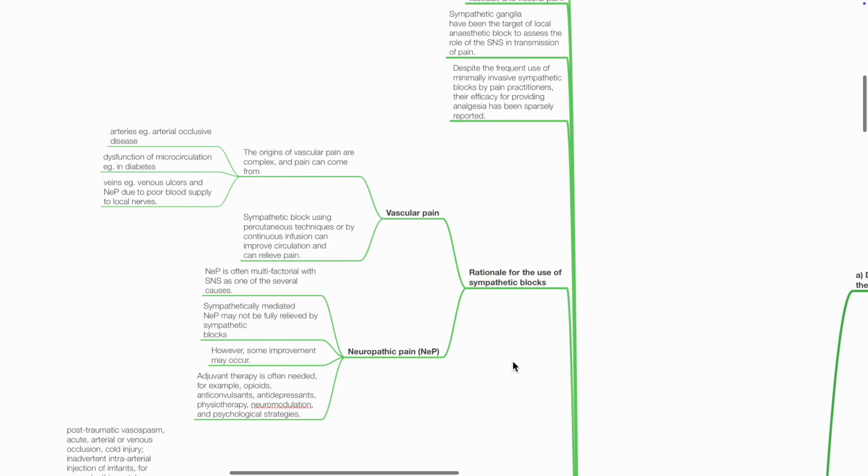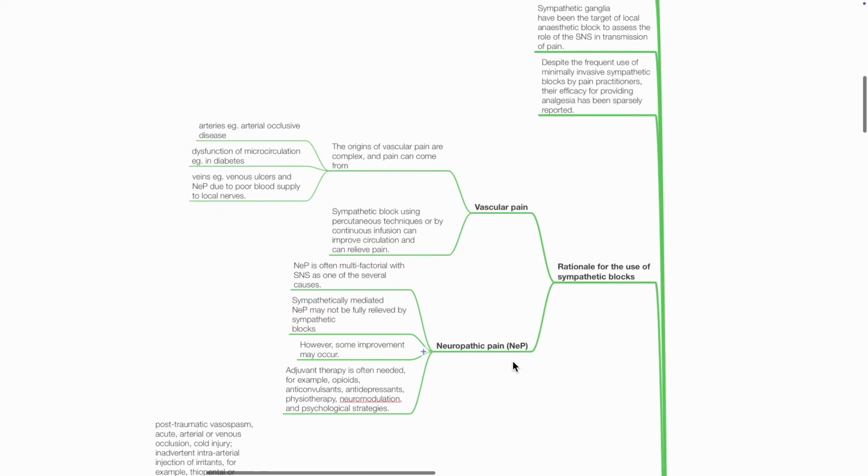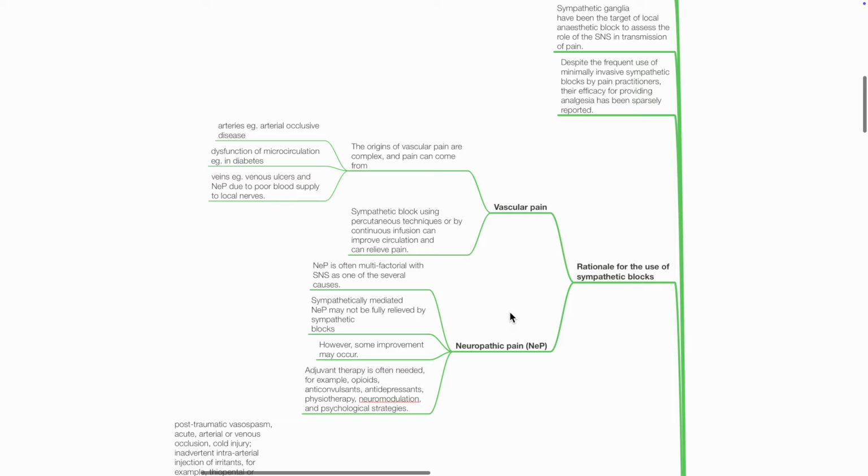Rationale for the use of sympathetic blocks. For vascular pain, the origins of vascular pain are complex. Pain can come from arteries, dysfunction of microcirculation, or from veins. Sympathetic block using percutaneous techniques or by continuous infusion can improve circulation and relieve pain.